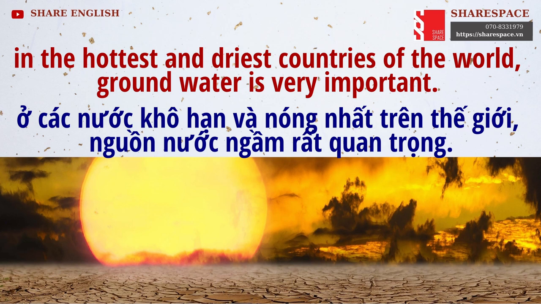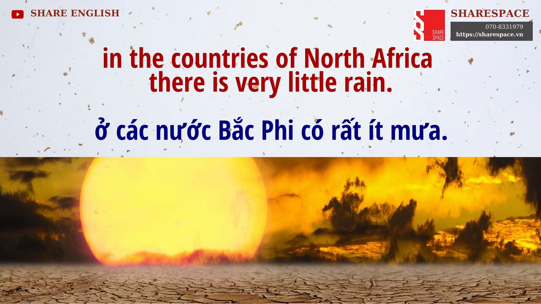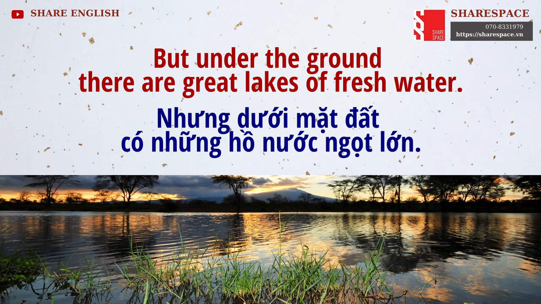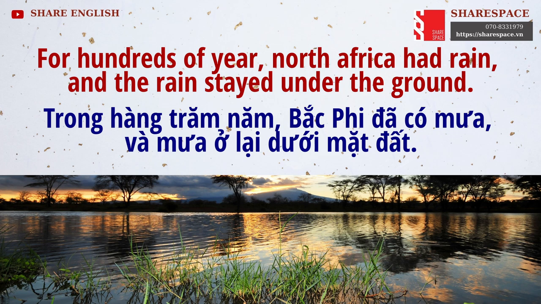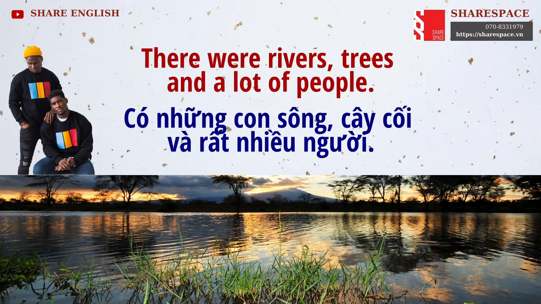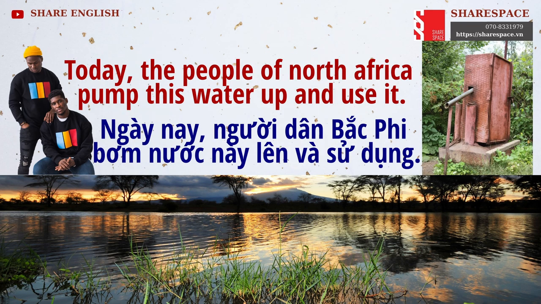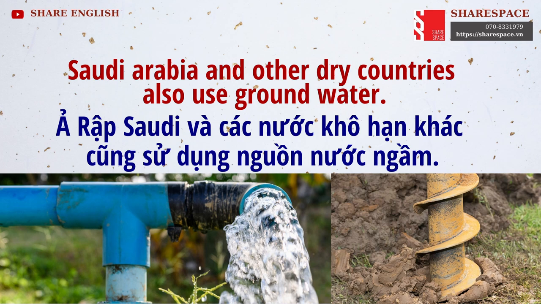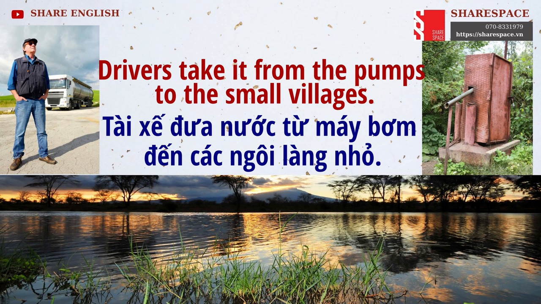In the hottest and driest countries of the world, groundwater is very important. In the countries of North Africa, there is very little rain, but under the ground, there are great lakes of fresh water. For hundreds of years, North Africa had rain, and the rain stayed under the ground. There were rivers, trees, and a lot of people. Today, the people of North Africa pump this water up and use it. Saudi Arabia and other dry countries also use groundwater. Drivers take it from the pumps to the small villages.